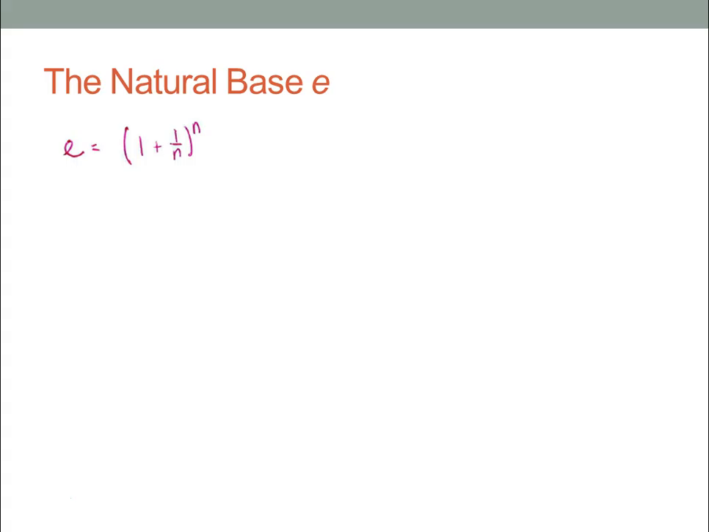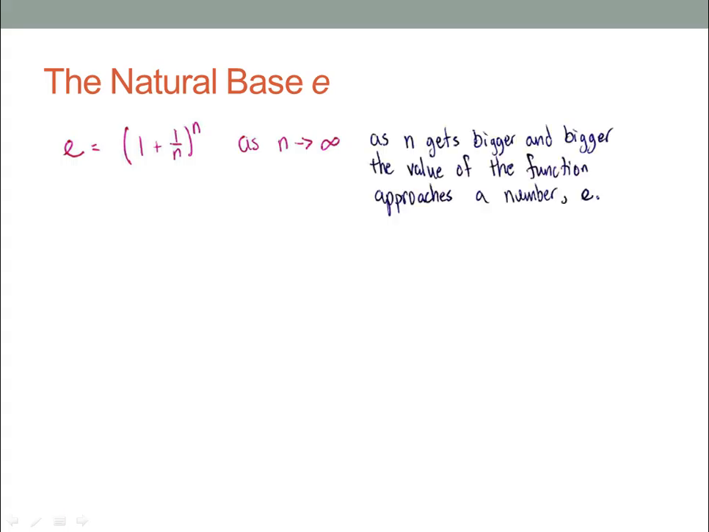Really, it's a number a lot like pi, and it happens when we're dealing with things that grow or things that decay. So as n approaches infinity, and here you see this 1 plus 1 over n raised to the n power, that quantity raised to the n power, as n approaches infinity, the value of the function, as n gets bigger and bigger, approaches a single number e, much like pi, 3.14159, etc. E approaches 2.71828.